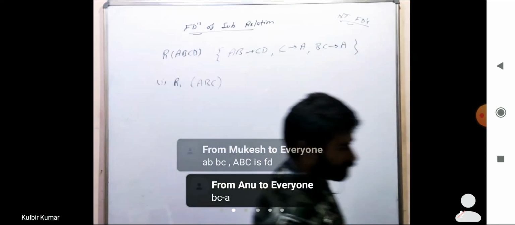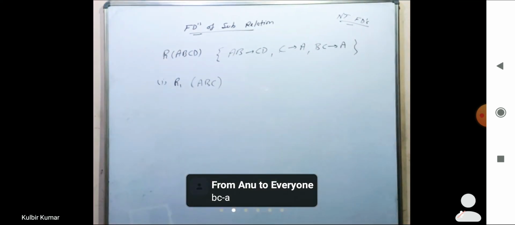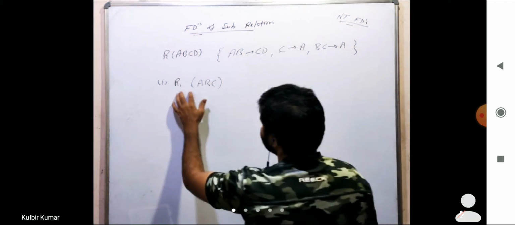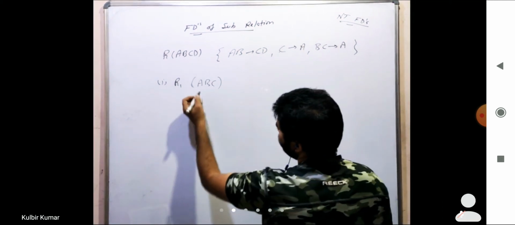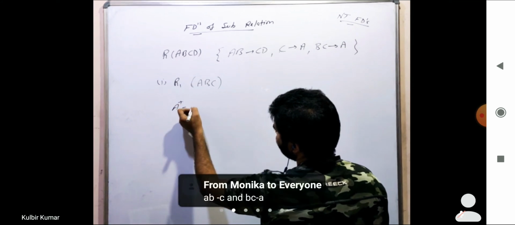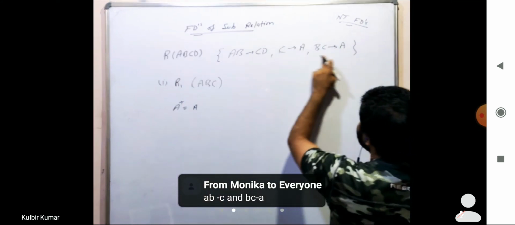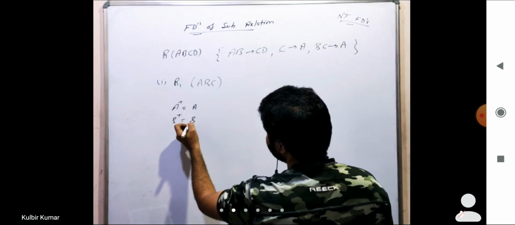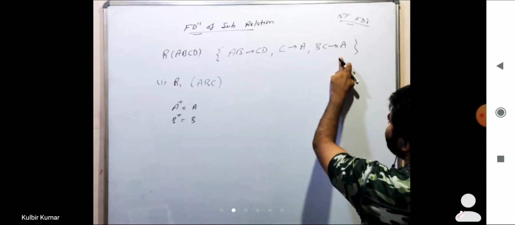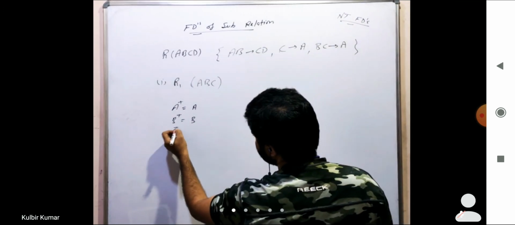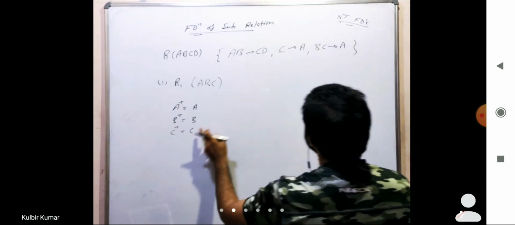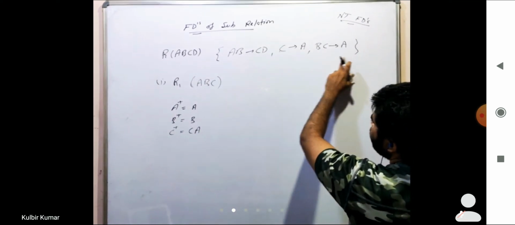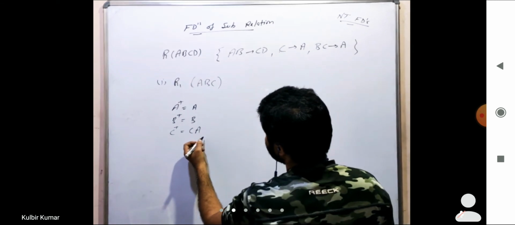Okay, so you can match your answer with my answer. So let us find out. A closure will be what? It is A, and further we cannot derive anything. B closure is what? It is B. Can we derive anything further? No. C closure is what? C. Can we derive anything? Yes, C and A. Further, can we derive anything? No. So this is C closure.